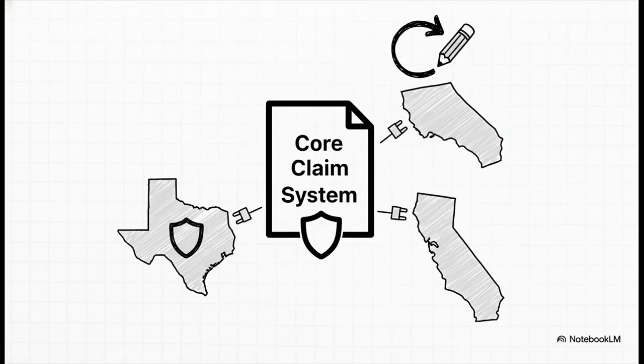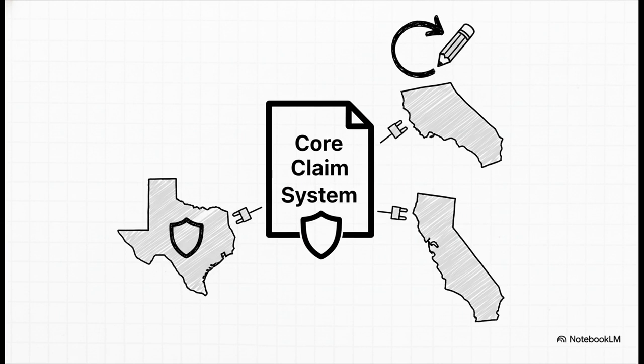Think about something like insurance. The rules for an insurance claim can be completely different from one state to the next. So instead of building one gigantic tangled program, insurance companies can use a microkernel. The core system handles the basic claim process, the stuff that's the same everywhere. And then each state's unique rules live in their own separate isolated plugin. So if a law changes in California, you just update the California plugin. You don't touch, and you don't risk breaking, the logic for New York or Texas.